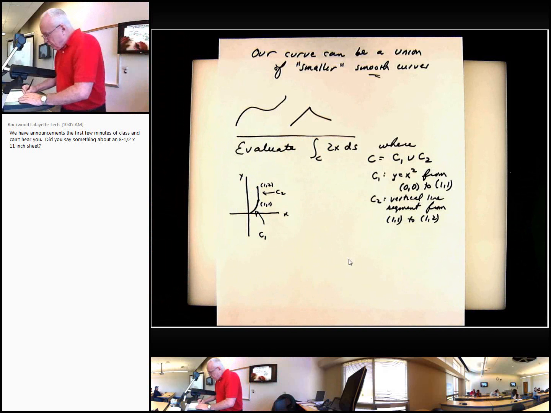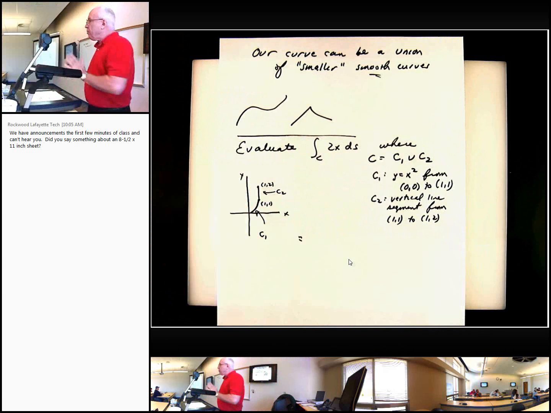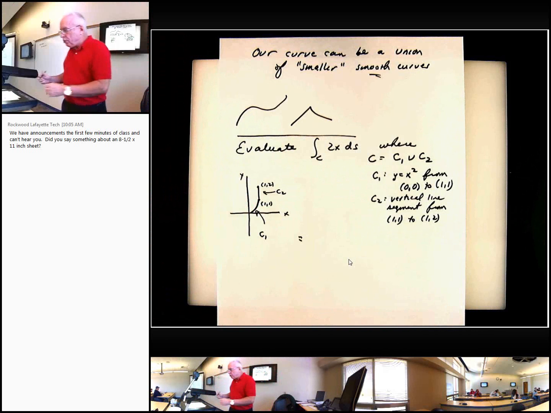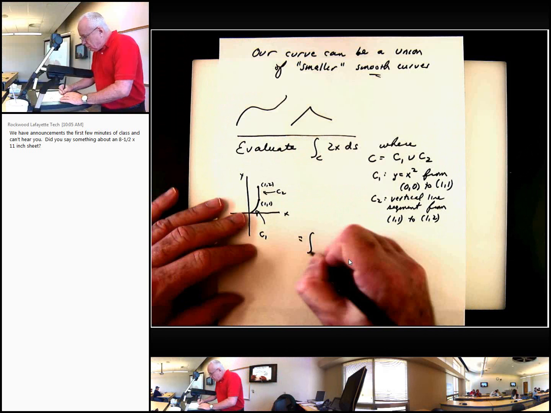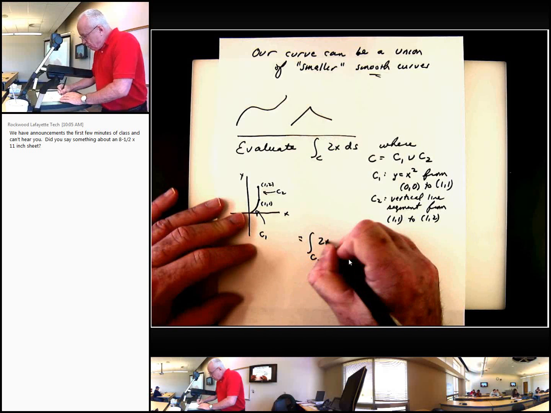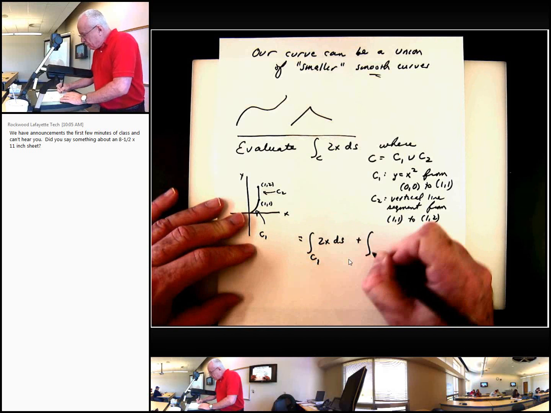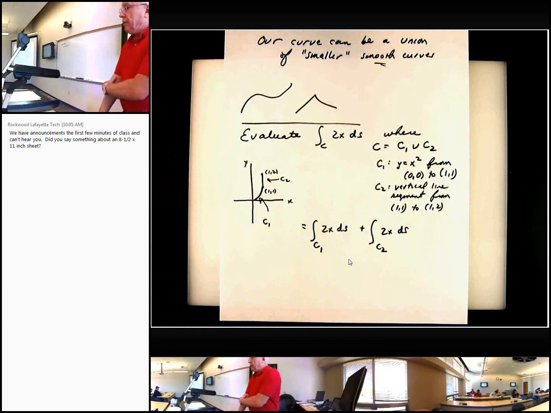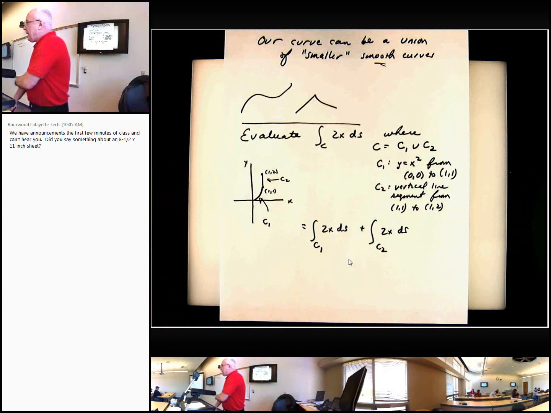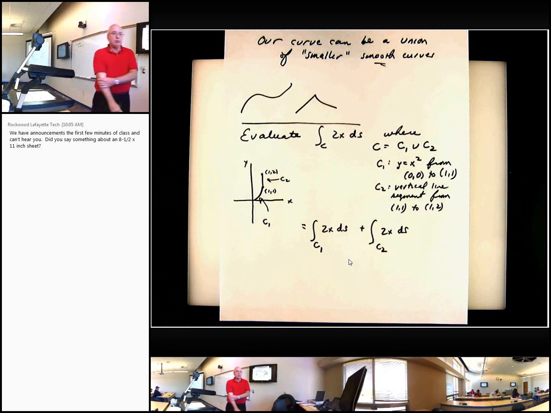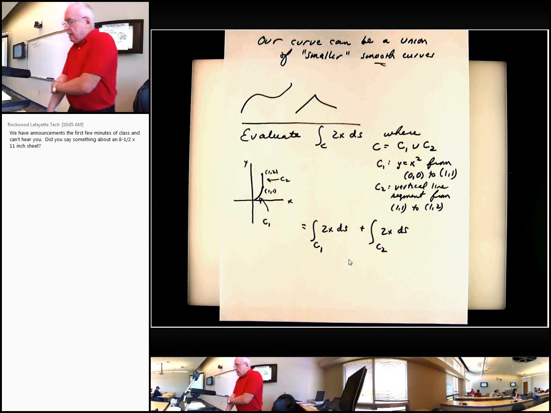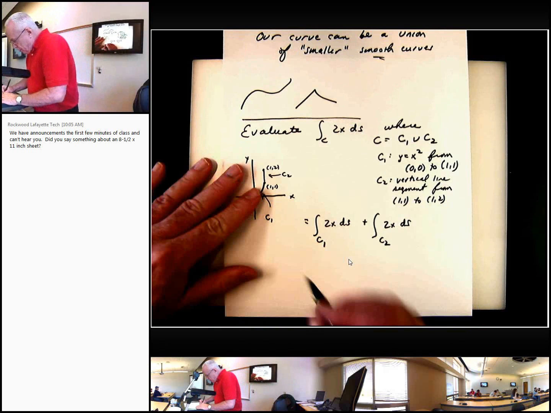So what we're going to do with this integral is break it up into integrating along the two separate smooth curves. So it's going to be the integral along C1 of 2x ds plus the integral along C2 of 2x ds, like that. Break it up. Now, what we have to get is a parameterization of each one of our separate curves.